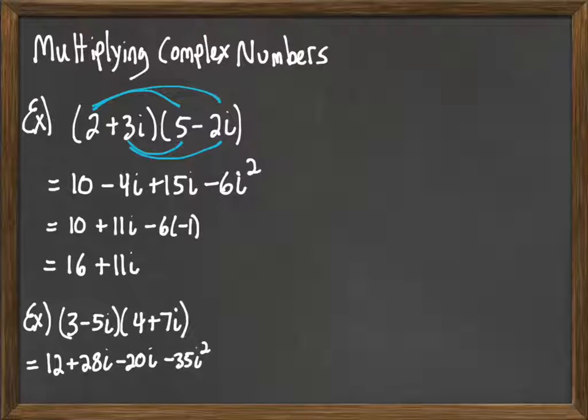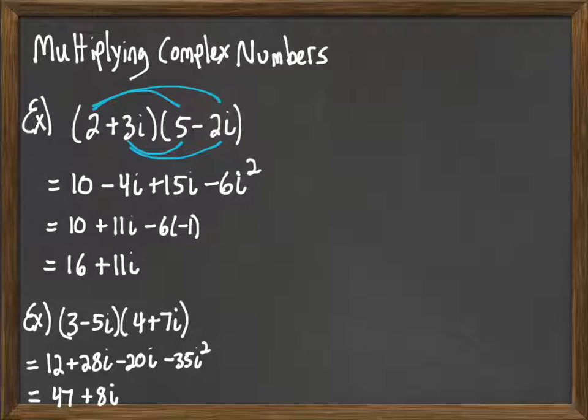And then we combine our like terms. The i squared, again, is going to become a negative 1, so that's going to be a minus 35 times a negative 1, which is going to be plus 35. So we'll have 12 plus 35 is 47. And then 28 minus 20 is plus 8i. Okay, so that is how we multiply complex numbers.